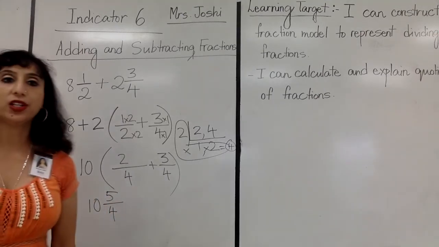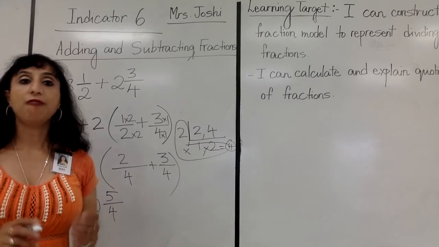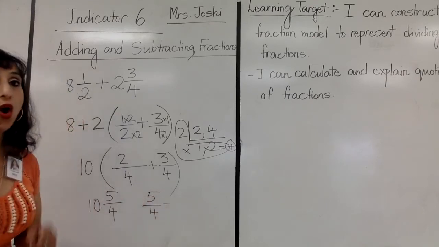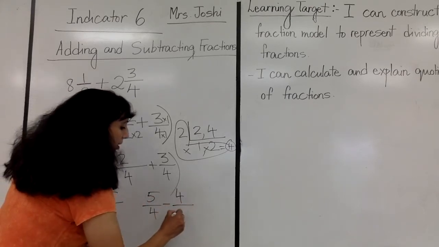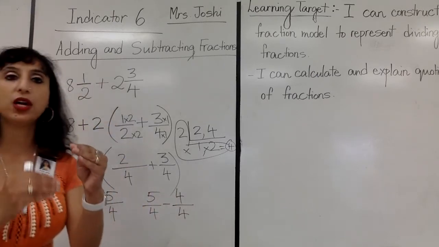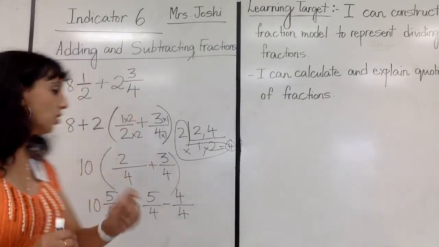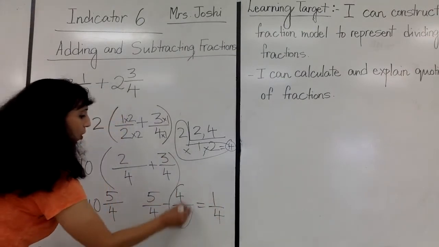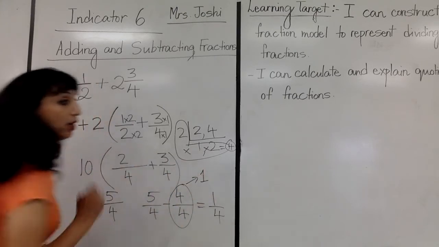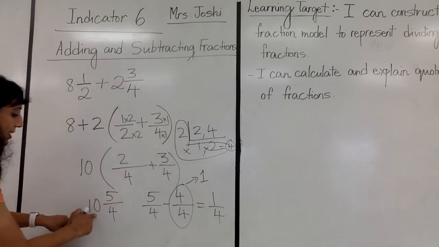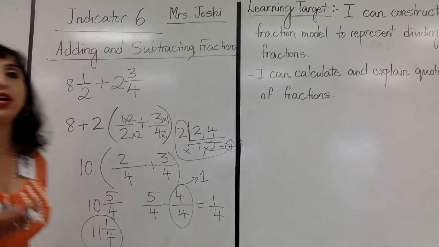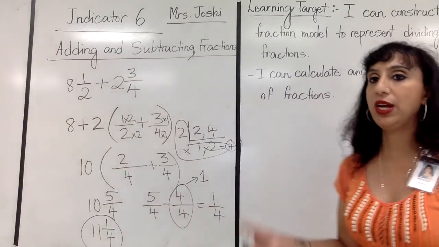Now, if I look at 5/4, if I remove 1 whole, what is that? 4/4. Because 4 on 4 gives me 1 whole. Okay? So if I remove that, I am left with just 1/4. And this 1 whole, because 4/4 is equal to 1 whole, this I'm going to add to the 10. And this becomes 11 and 1/4. So this is my final answer. So we are just regrouping over here. Okay, we are just regrouping.